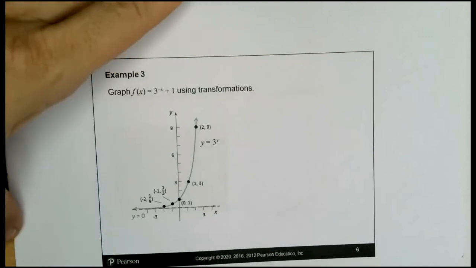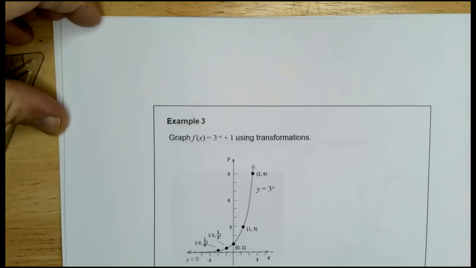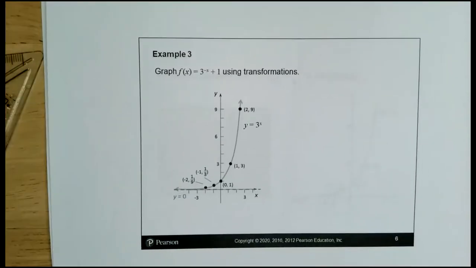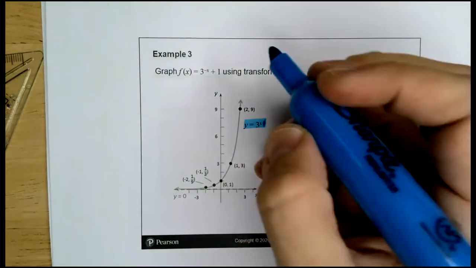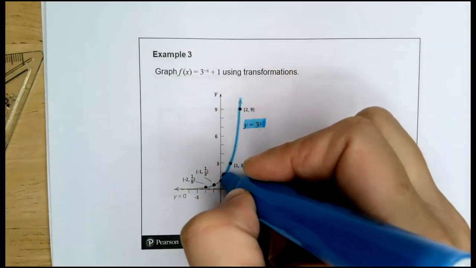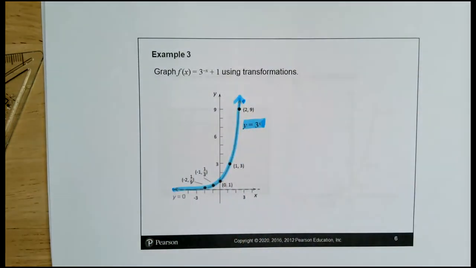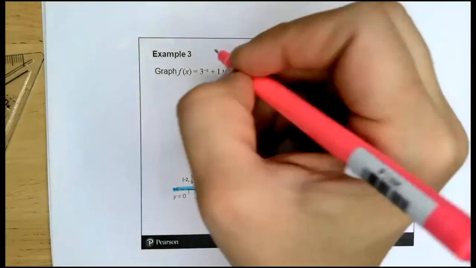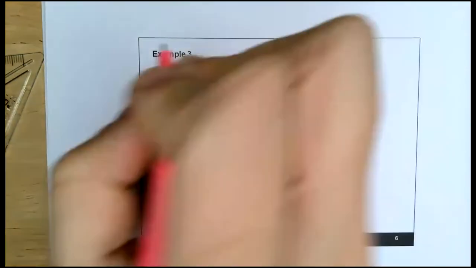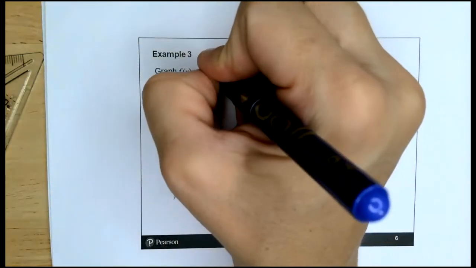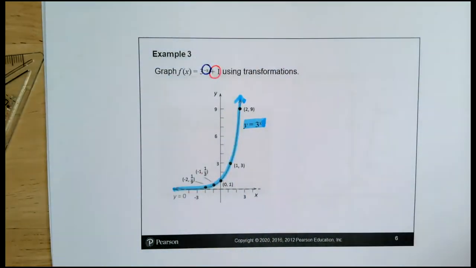All right, so now we are using transformations like we used in the last unit, okay? My parent function for this graph is y equals 3^x. And here is y equals 3^x, okay? And to that function, we are going to add 1, and we are going to make that x into a negative x. All right, what will that do to this parent function?